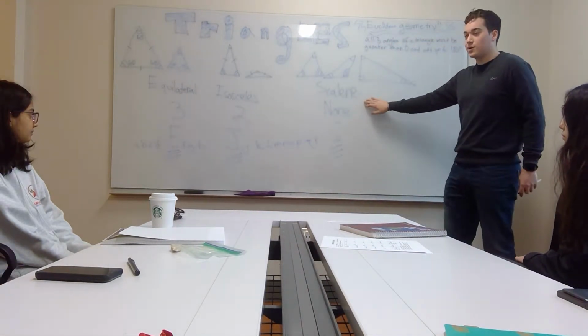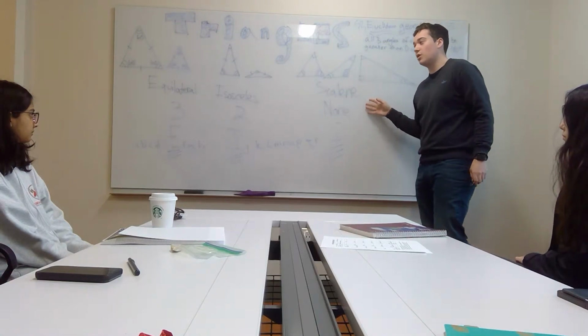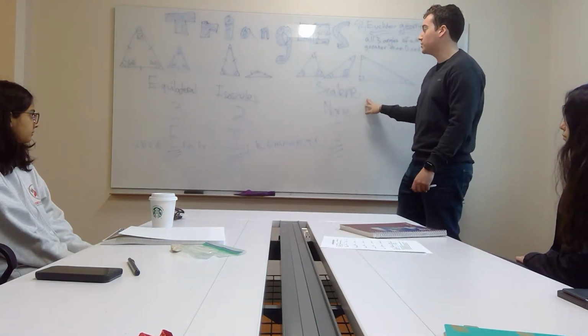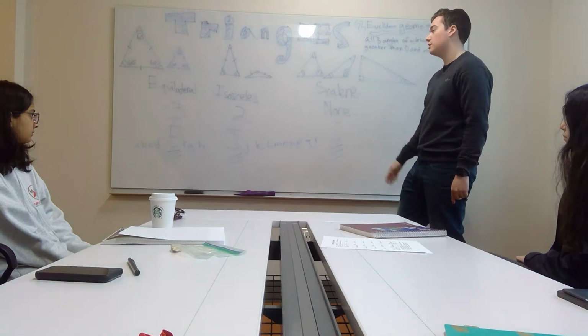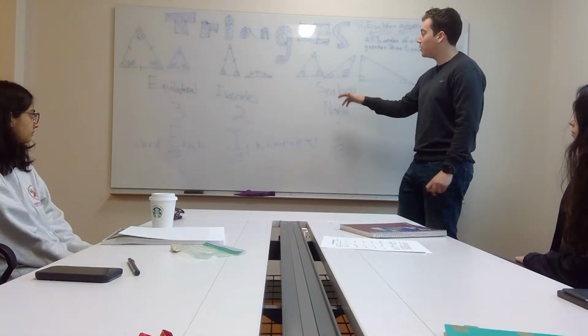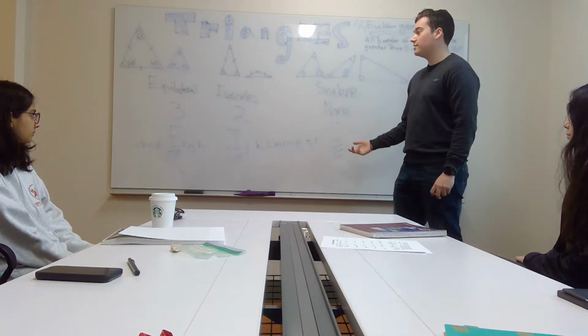Finally, we get to a scalene triangle. Scalene triangles can be a little more hard, a little more annoying than the other two triangles because none of the sides are the same. None of the angles are the same. And if you want to find all three sides and angles, it's not exactly intuitive.